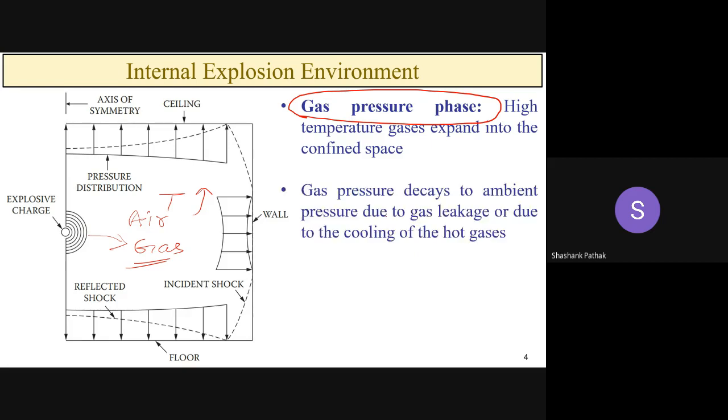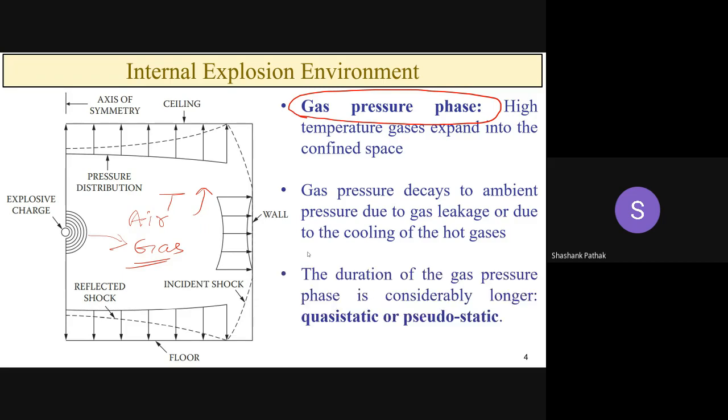Gas pressure decays to ambient pressure due to gas leakage or due to the cooling of the hot gases. Obviously, with passage of time, as I explained, there may be some cracks, or there may be some small openings. Suppose windows are shattered, so the gases will leak out of that open window or cracked window. Because the gases are venting out, certainly there will be cooling of hot gases, and the gas pressure phase will also decay. The duration of the gas pressure phase is considerably longer, and that's why sometimes it is also considered quasi-static, or you can say pseudo-static, because it is happening for a longer time.